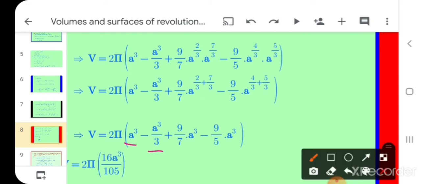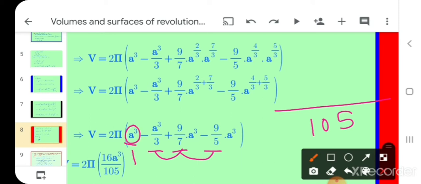A cube minus a cube by 3, 9 by 7 a cube, 9 by 5 a cube. So now I take LCM. What is the LCM? 3 7 ja 21, 21 5 ja 105 is the LCM. What is the first term here? A cube by 1 only. So I write 105 a cube minus already we have 3 in denominator.